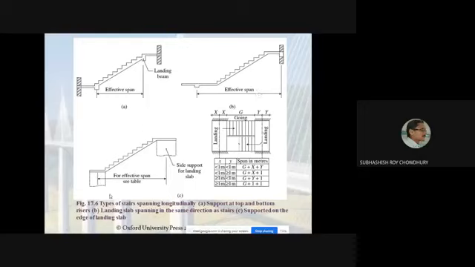And the third one is this one, what is written in the IS code also, where there is no beam. Please try to understand that. What is the direction of the beam? Very important. The direction of the beam is parallel to the steps, not the stairs. These are the steps. What is the longitudinal direction of the step? In the transverse direction. Now this is the beam, this is the beam, this is the beam. The direction of the beam is parallel to the steps.